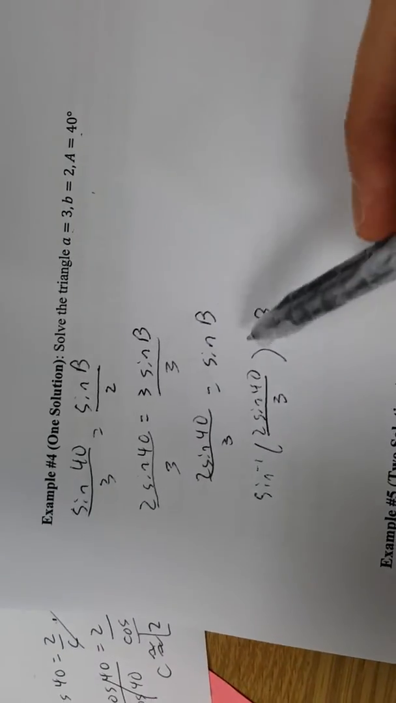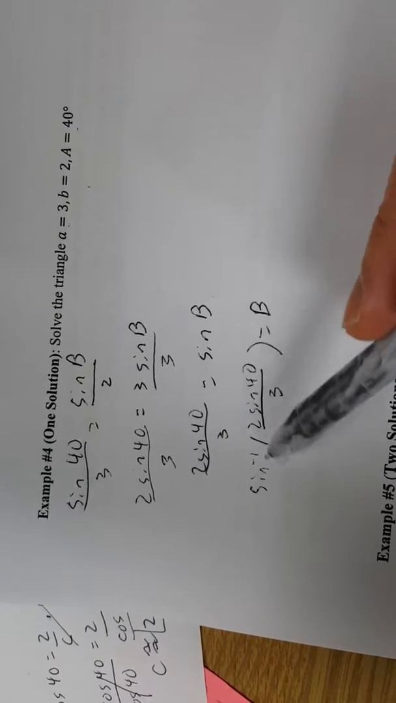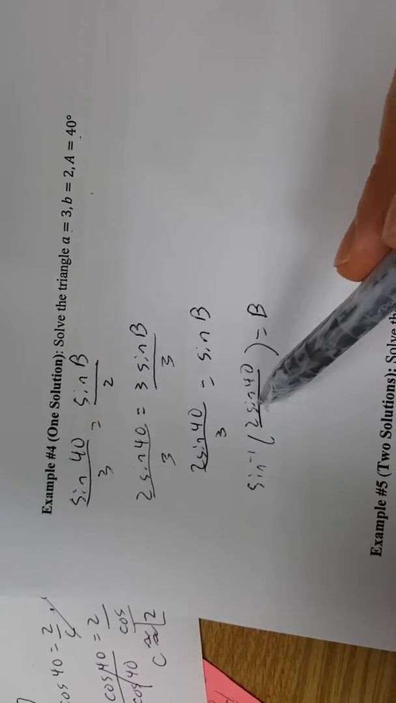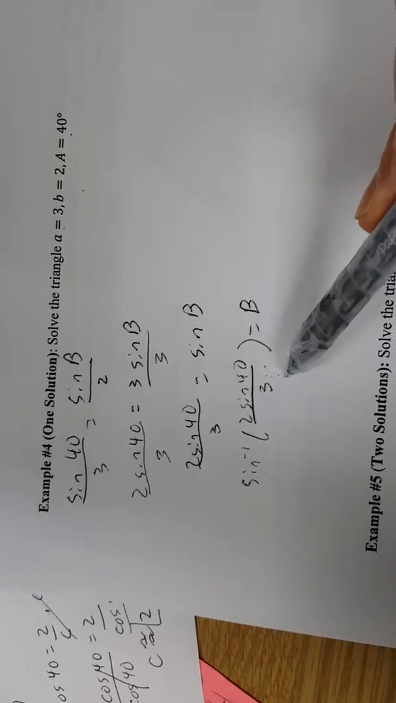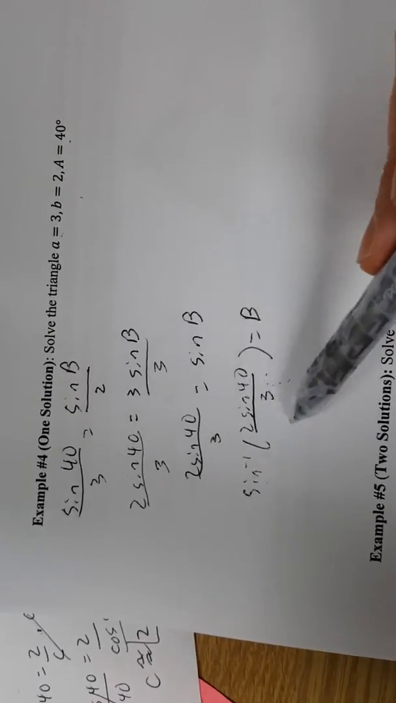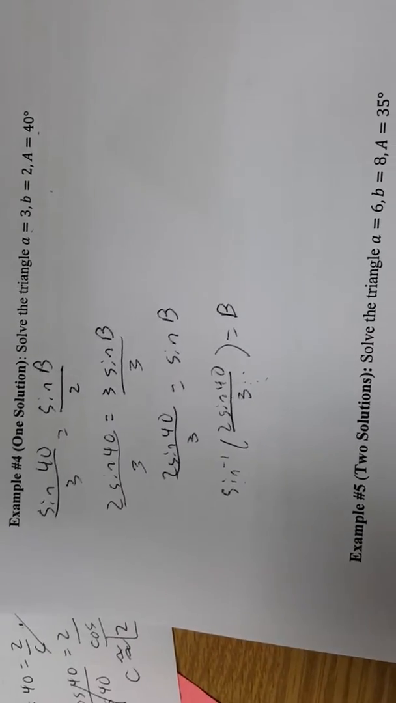Now, I recommend that you enter it exactly like you see it. Do not do 2 sine 40 divided by 3, get an answer, and then inverse sine that, because that would be an approximation. So when you do this, you have to be exact.